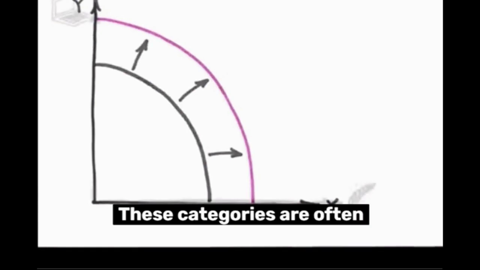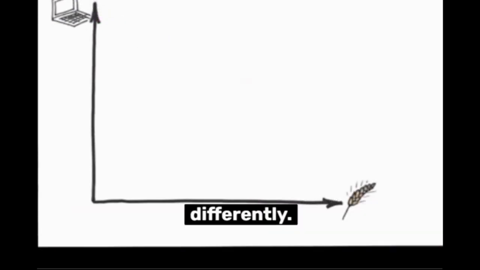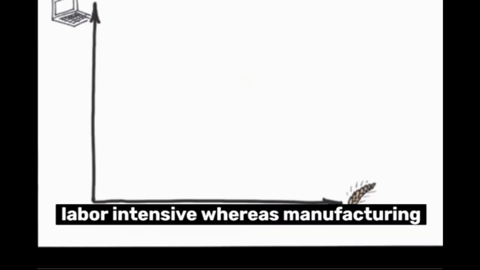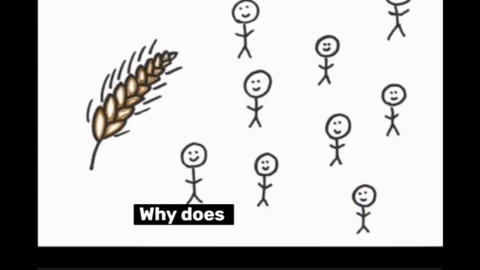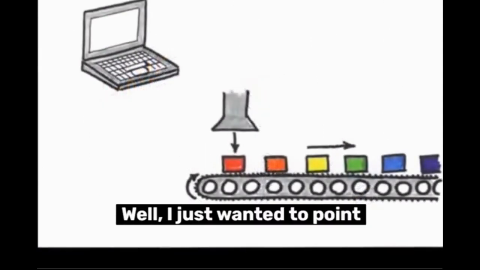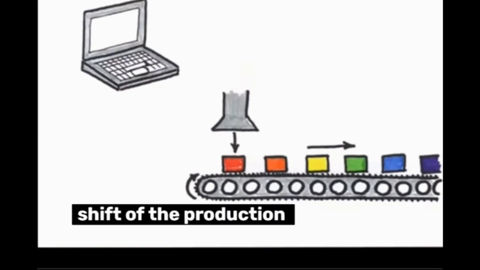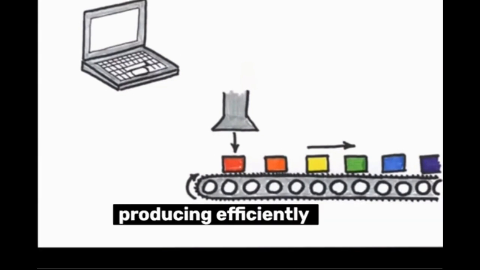Now, just to illustrate a side point, let me call the two broad categories of output agriculture, like wheat, and manufacturing, like computers. These categories are often used in production possibilities models because they use resources differently. Agriculture tends to be more labor intensive, whereas manufacturing tends to be more capital or machinery intensive. Why does this matter? Well, I just wanted to point out that underlying resource changes won't necessarily result in a nice, even parallel shift of the production possibilities.